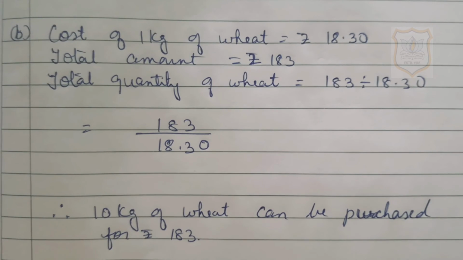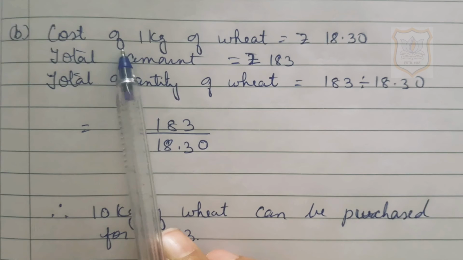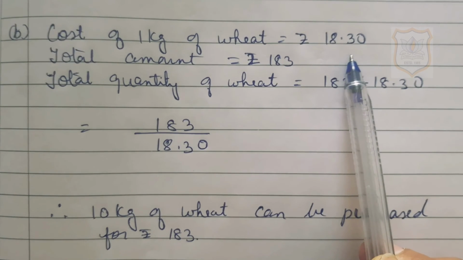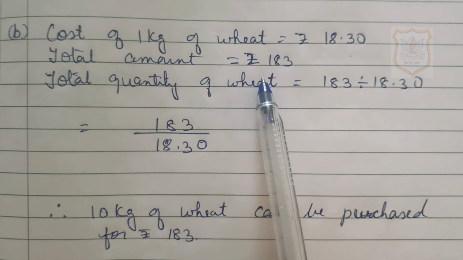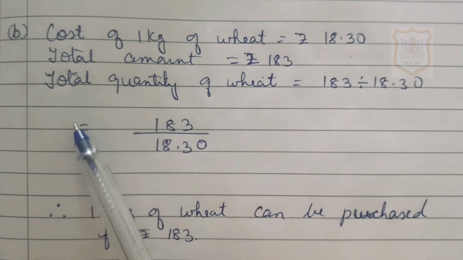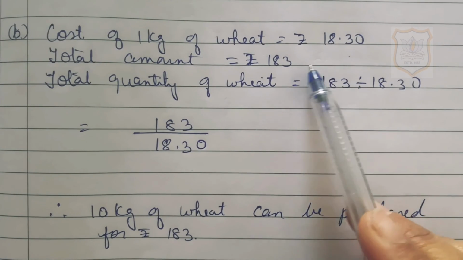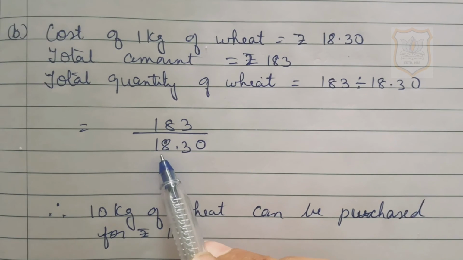Now we have to solve B part of question number 4, where we have to find out how much quantity of wheat can be purchased in rupees 183. So here first we will write cost of 1 kg of wheat is equals to rupees 18.30, which we have found out in A part. Then total amount is equals to rupees 183, it's given in the question. We have to find out total quantity of wheat purchased. To find that, we will divide 183 by 18.30. So here we will write 183 divided by 18.30.